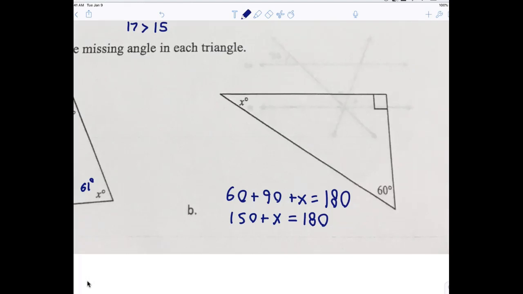That's what I taught you, right? You have to subtract 150 on both sides to get 30. Exactly. Very nice. Very good.